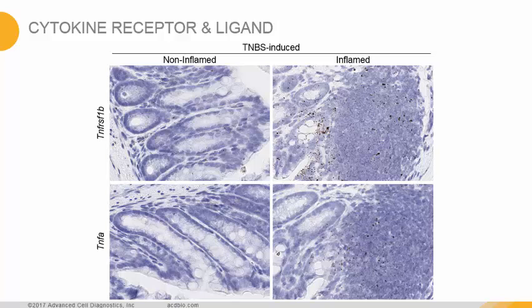Lastly, we examined the expression pattern of the cytokine TNF-alpha and its receptor TNF-RSF1b in both the non-inflamed and inflamed colon. As seen here, we detect very low expression of both the receptor and ligand in the non-inflamed colon. However, there is very robust expression of both genes in the inflamed region.